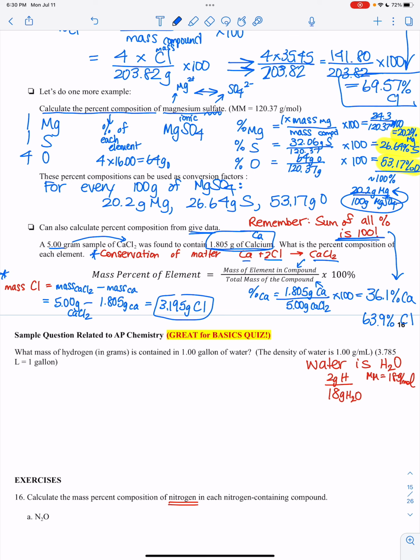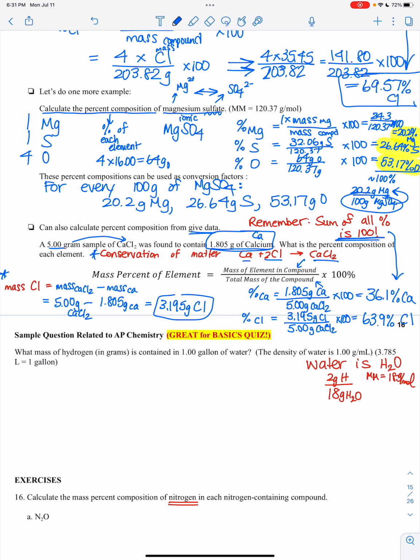These two add up to 100. But I'll prove that with the math here. Percentage of chlorine is 3.195 grams of chlorine over the 5 grams of calcium chloride times 100, and you wouldn't believe it, it is 63.9%. So you could also calculate percent composition if I give you data. If I give you the data, use the data. And if there were questions in which you didn't use the data, and they were accurate questions, like when somebody didn't make them up randomly, the percent from given data should also match the percent from the molar mass data.